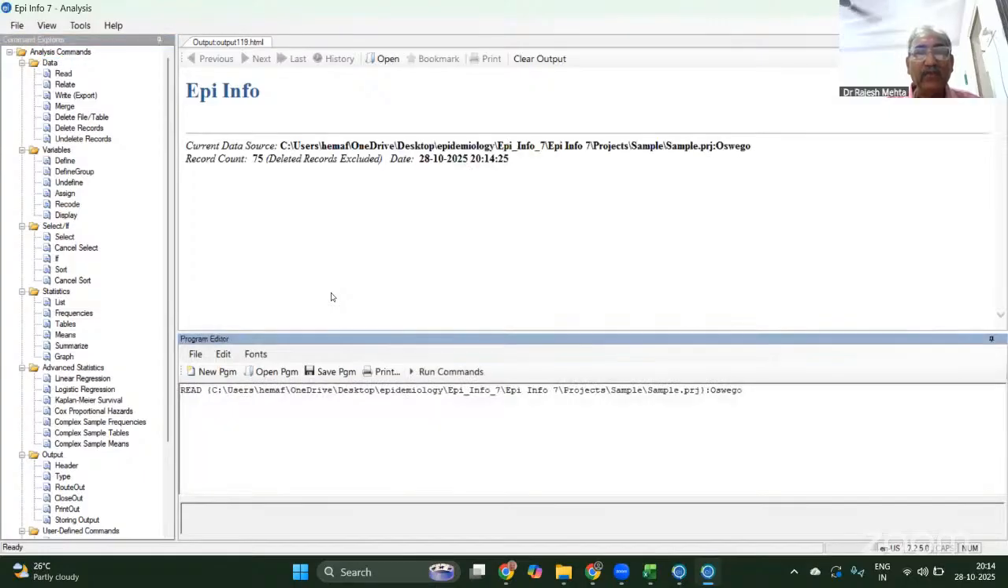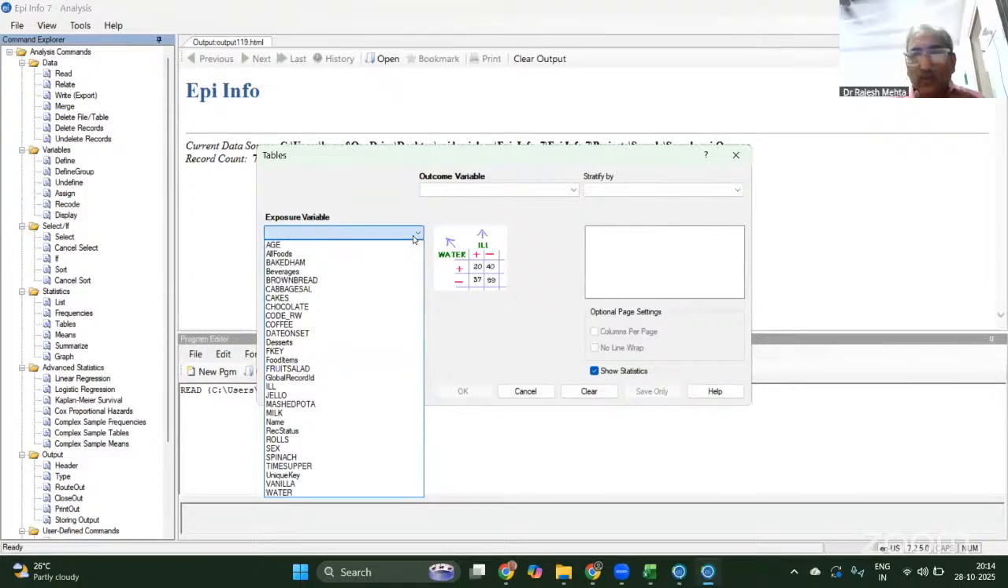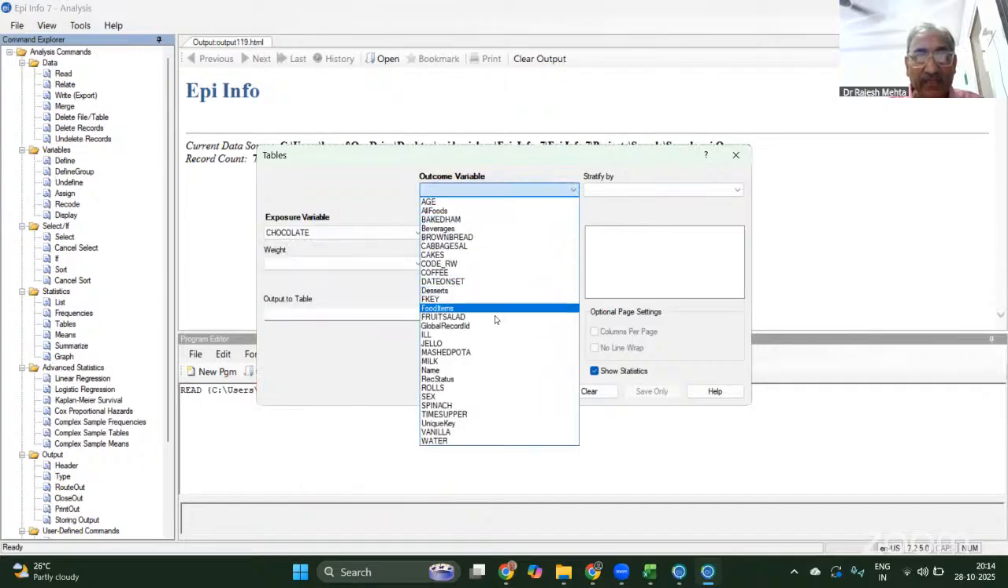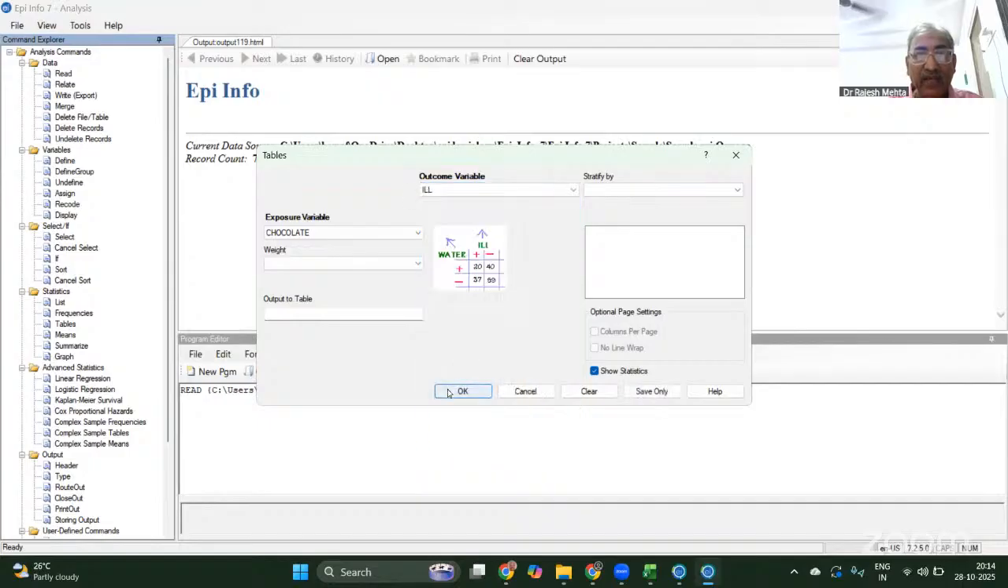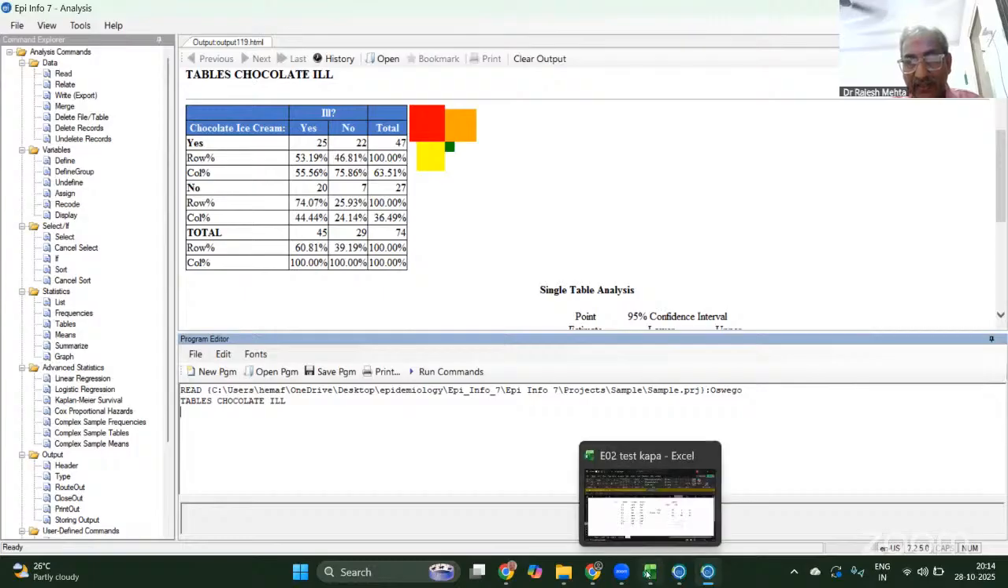So we have read the Oswego file in which 75 members were there who went to the party, and then we want to find out 2 by 2 tables. So here you use the tables command. In tables command, examiner 1 versus examiner 2 could be there, but in our case, it is something like chocolate versus illness. Right? Here, how the 2 by 2 form is prepared. And this data, 25, 22, and 27, this data you need to fill up over here in the Excel file.